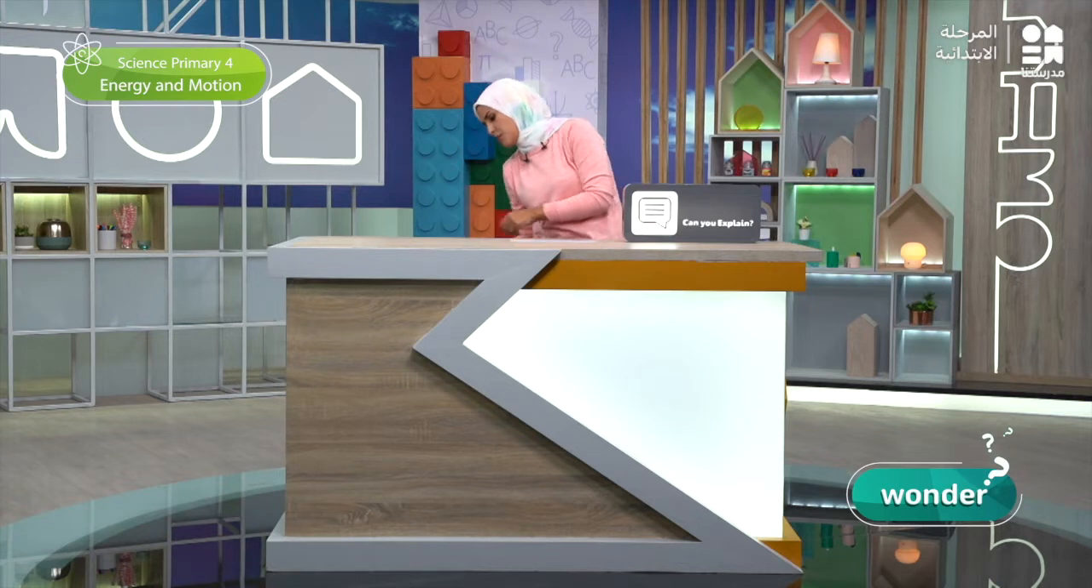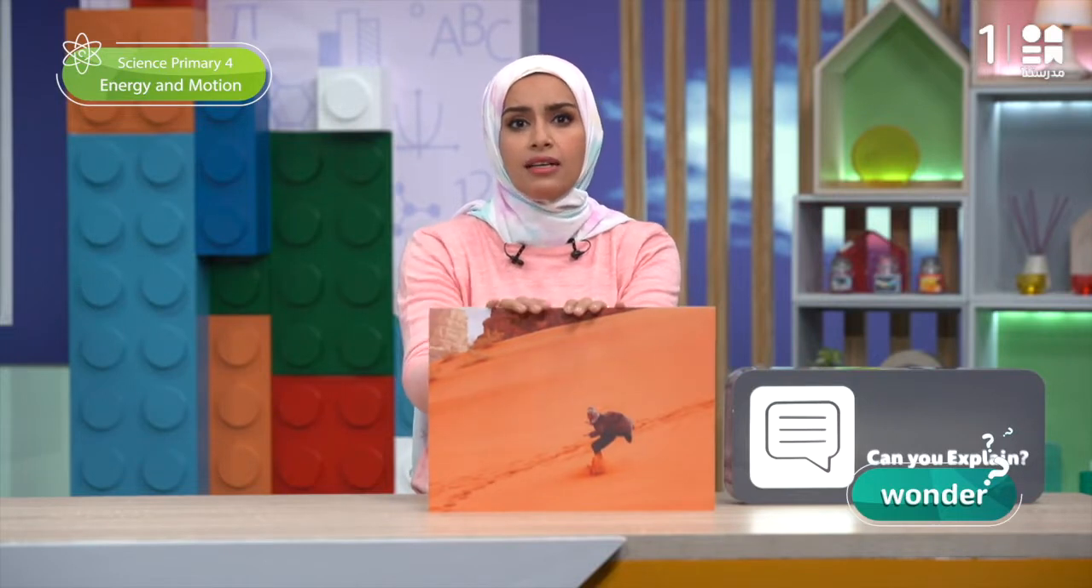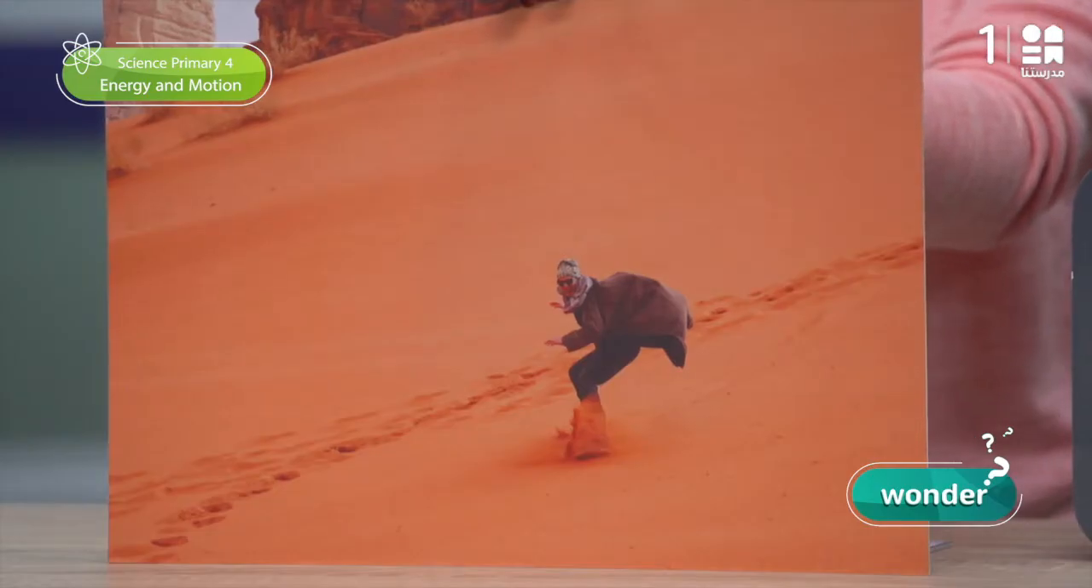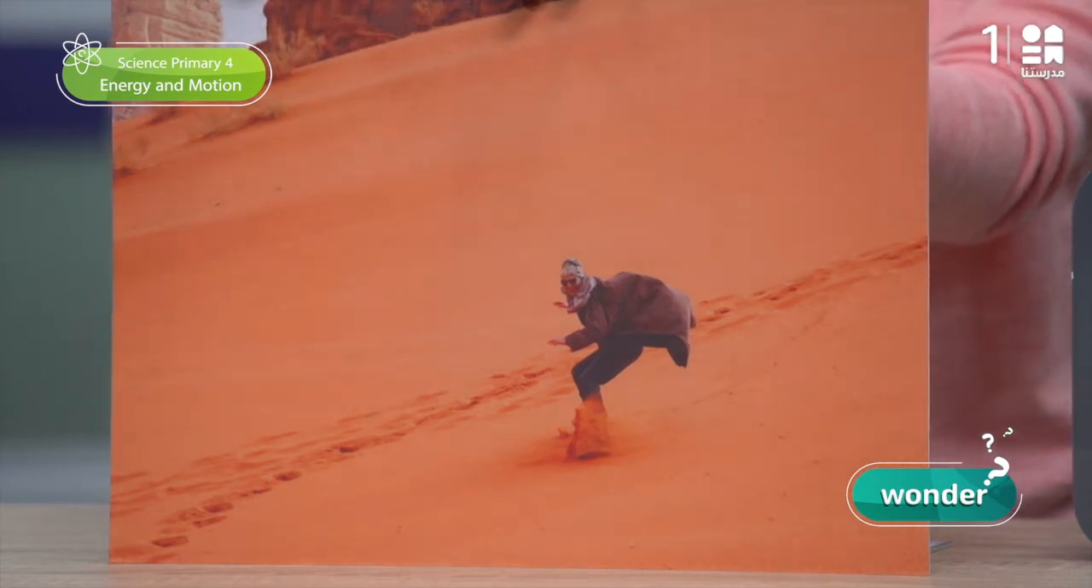What you see is a kind of sport. Do you see this picture? This is a picture of a sport like ice skating. But the difference between this sport and ice skating is that the player is running down a dune or a sand hill.